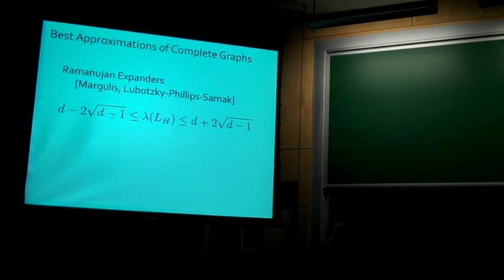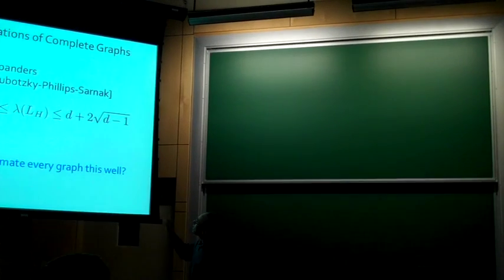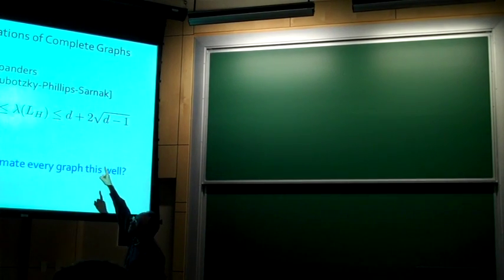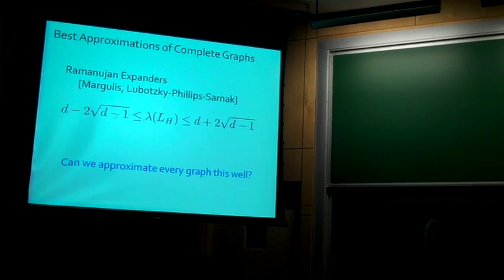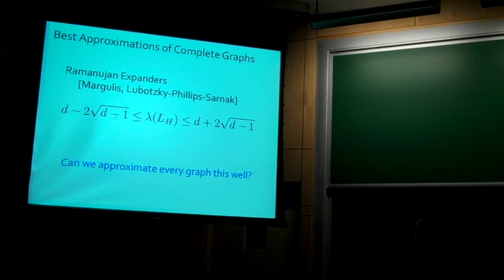Well, relatively anyway. So our natural question is, can we approximate every graph as well as the Ramanujan expanders approximate the complete graph? The answer I will tell you today is, I don't know, but we can get within a factor of 2. Meaning, for every graph, we can approximate it at least this well using only twice as many edges as the Ramanujan graph would approximate the complete graph. And also, the proof is easy and elementary.